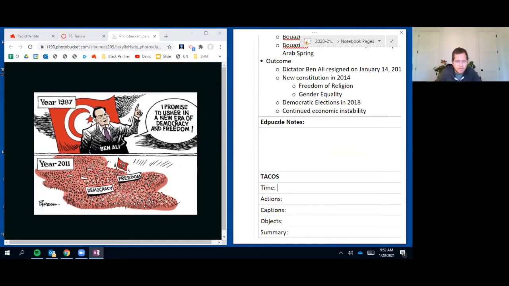What do you see? 80s? Yeah. Well, we can be specific here. Look at it. What two dates are on there? Really, this is like two political cartoons. Yeah, there you go. 1987 and 2011. Two different time periods.